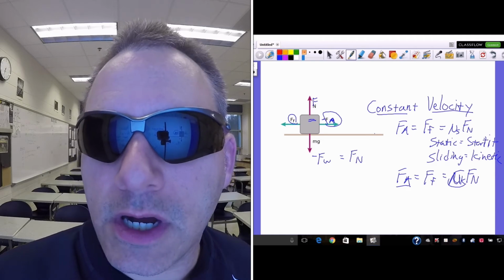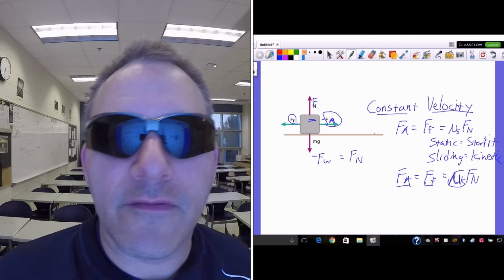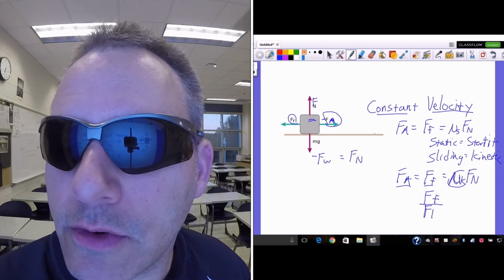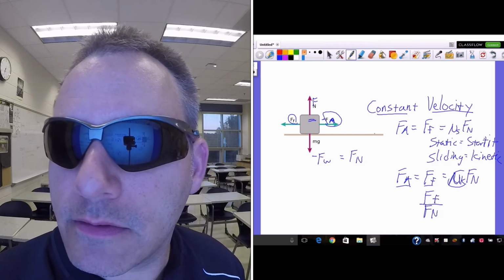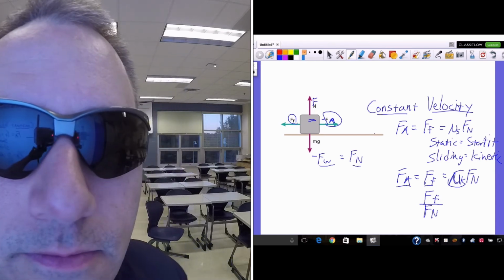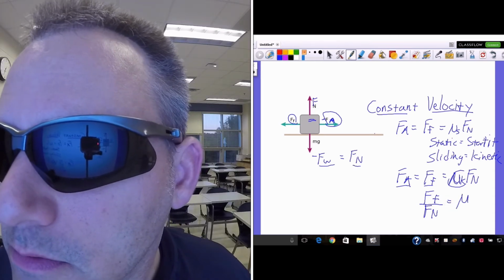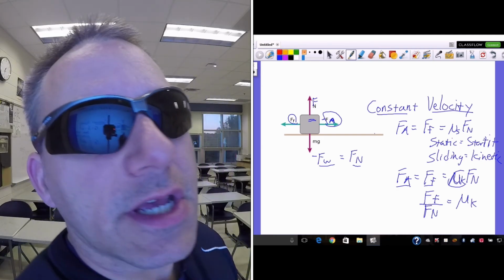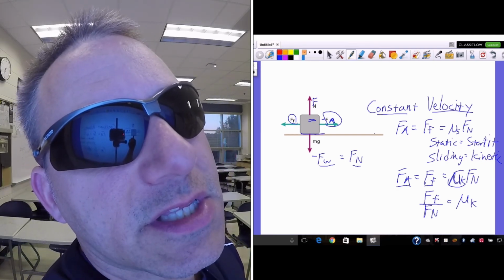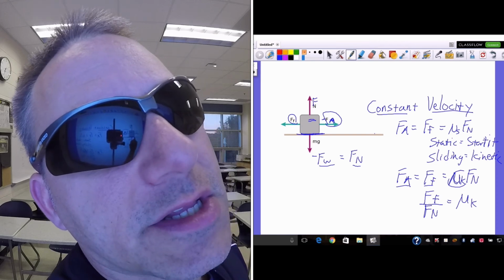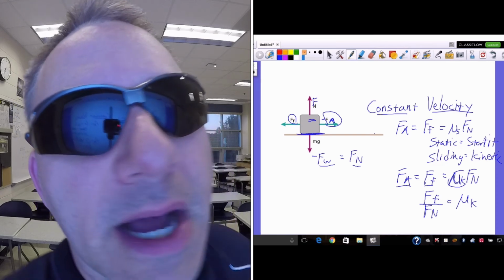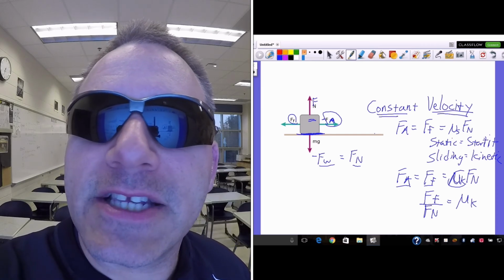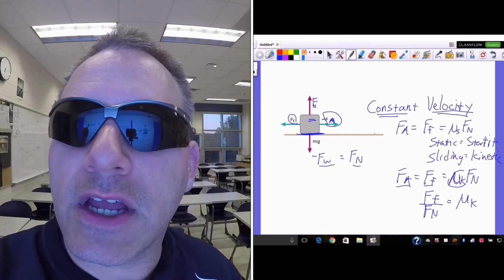If our applied force here is equal to our friction force, then your friction force divided by your normal force, which is equal to the weight, will be able to find our little mu, our coefficient of friction. What a coefficient of friction is, folks, is basically how much friction you're going to experience between the floor and the box. So that's if the box were on the ground and moving at constant velocity.